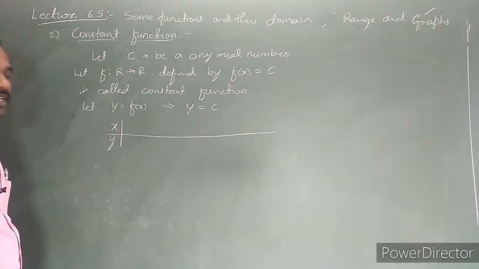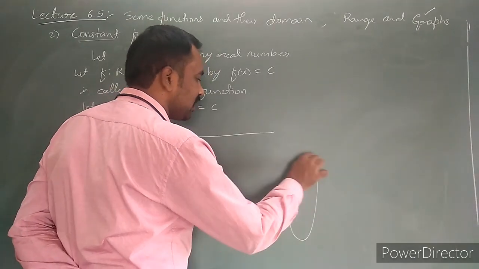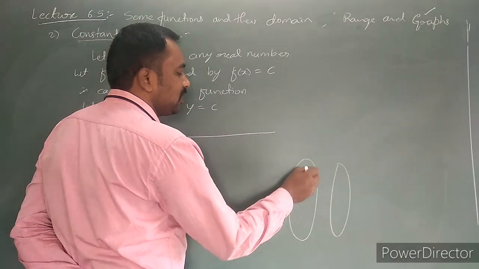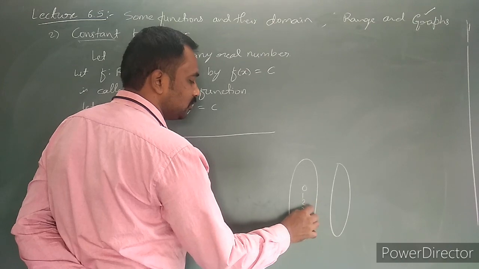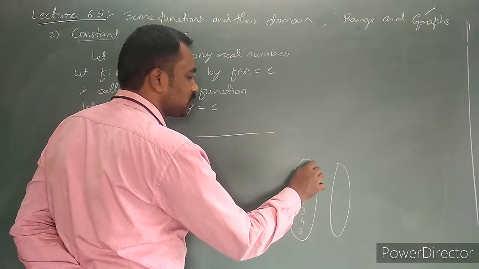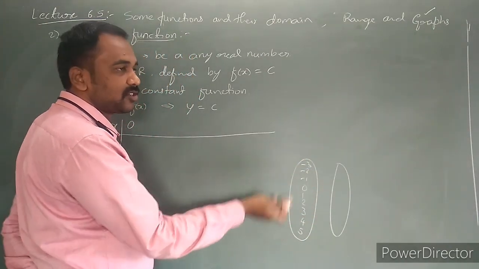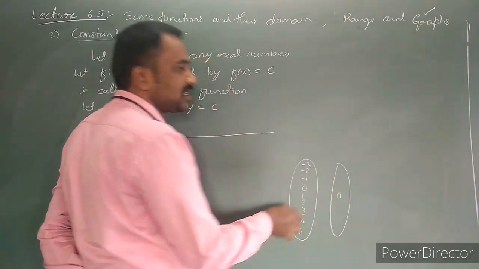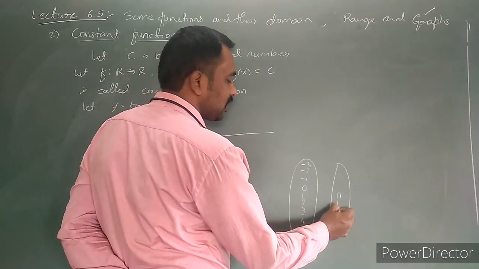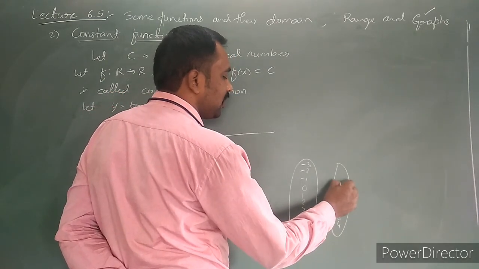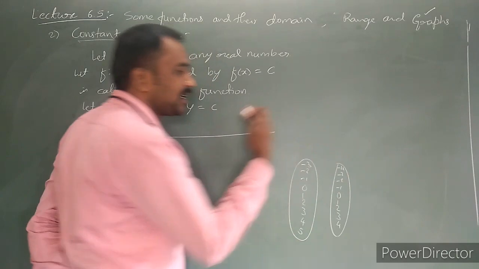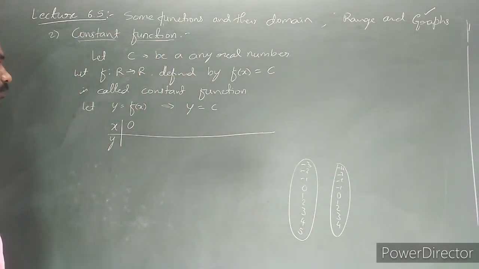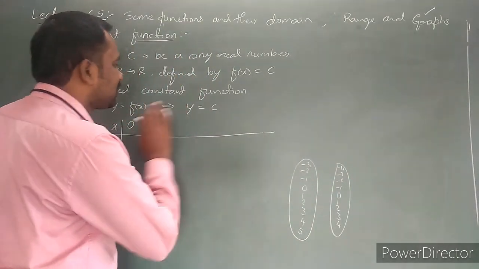Choose the x and y values. If x is 0, what is the function value? For your convenience, I just take the ray diagram here. Real numbers are 0, 1, 2, 3, 4, 5. Similarly, minus 1, minus 2, minus 3. Apart from that, 0.5, 0.1 are there, nothing to worry, but for your reference, I am just taking integers. 0, 1, 2, 3, 4, and minus 1, minus 2, minus 3, minus 4, like that.